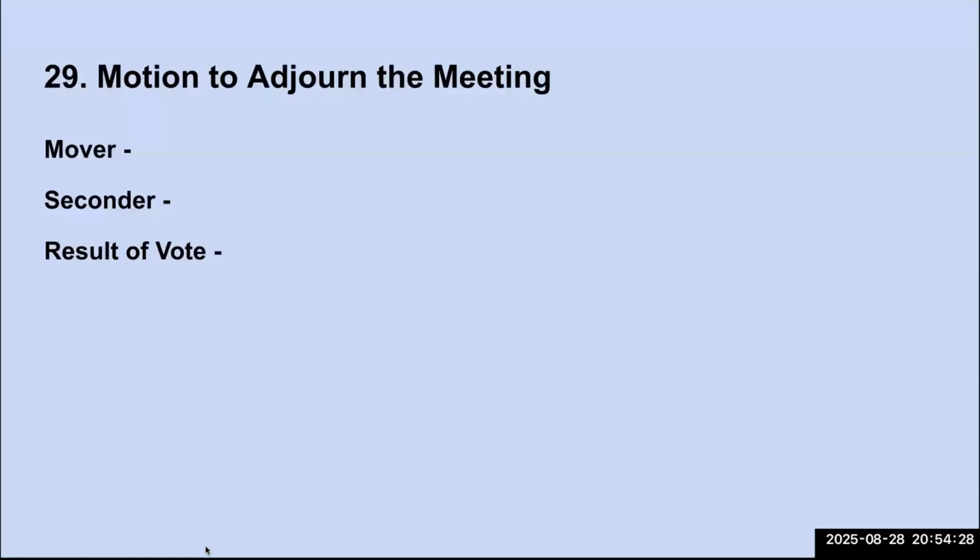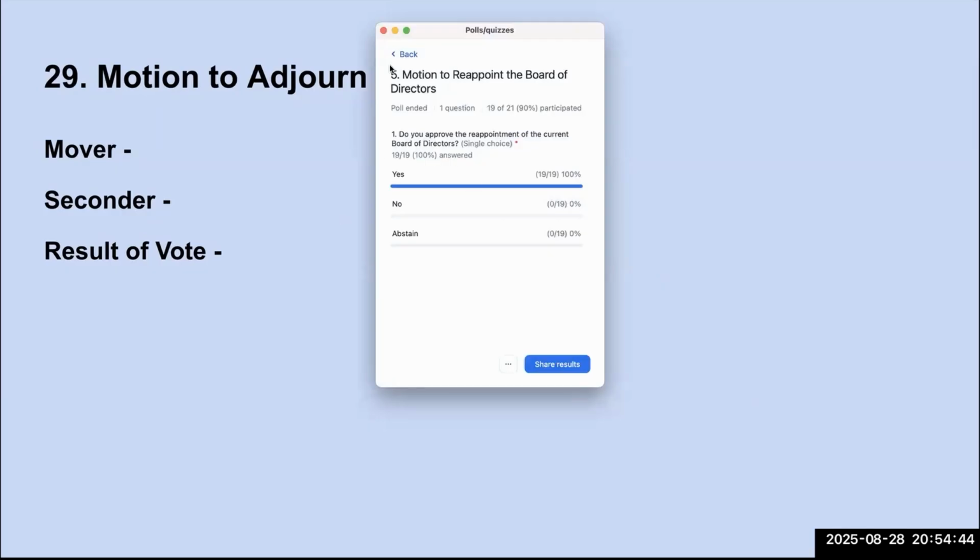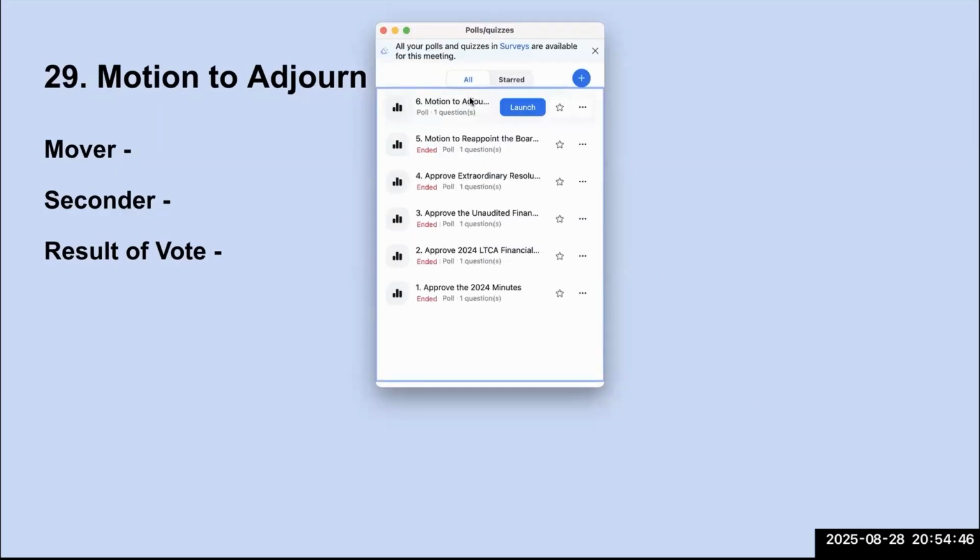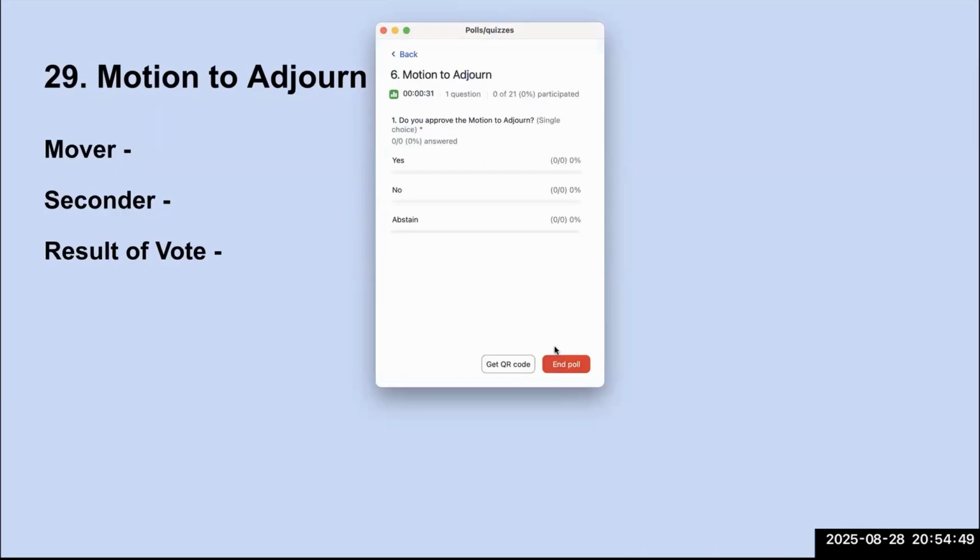I'll move. Thanks, Glenn. I'll second it, Diane Wallace. And Brian, thank you for all you do for all of us. You're very welcome. I enjoy doing it. Okay, I'm going to put a poll there. Let's poll to see what people think. Here we go. It'll soon be official.